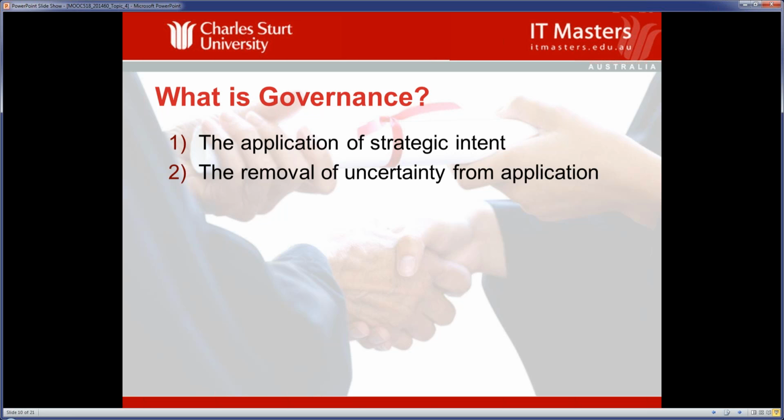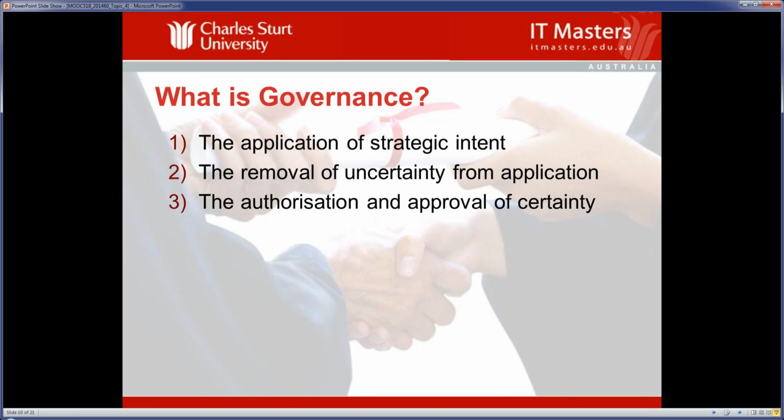When we do that in a structured manner, we can take away uncertainty. We can create predictability from our application of effort. We can say, well, our structure of governance says that if we invest in these things in this way, we'll have a better chance of achieving these goals. And if we do it chaotically and randomly and what everyone thinks should be done on any given day, we've probably got less chance of achieving that strategic intent. So governance, yes, it's the application of the intention, but it's also increasing our predictability by removing the uncertainty from that application.